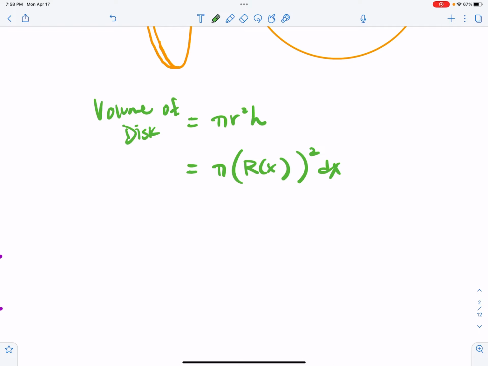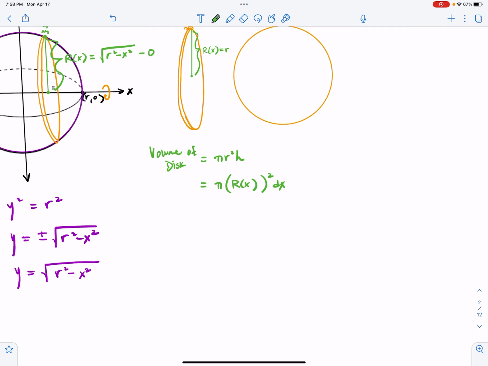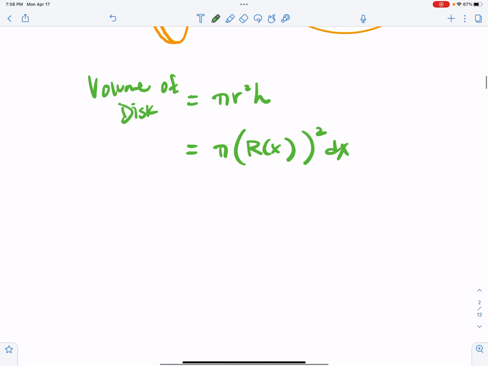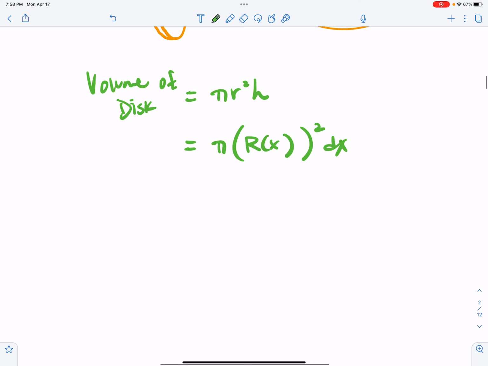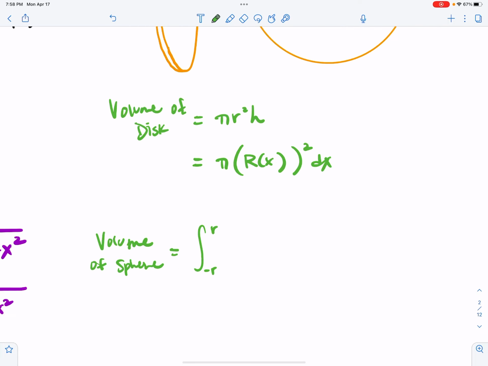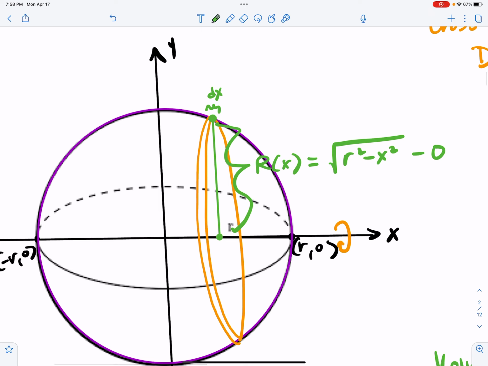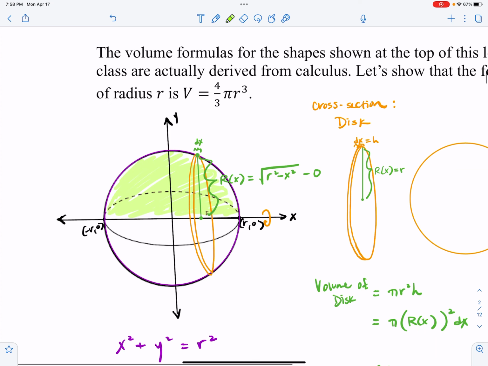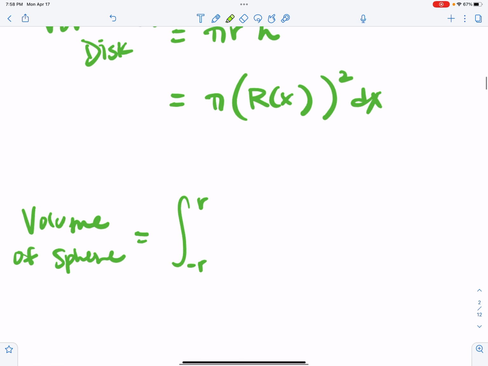So then when we're trying to find the volume of the sphere, we can think about adding up those infinitely many volumes of discs. So the volume of the sphere is going to be the integral from negative r to r, going back here, right? If we thought about starting with a half circle or a circle, that's from x equals negative r to x equals positive r. We're adding up all of those slices.